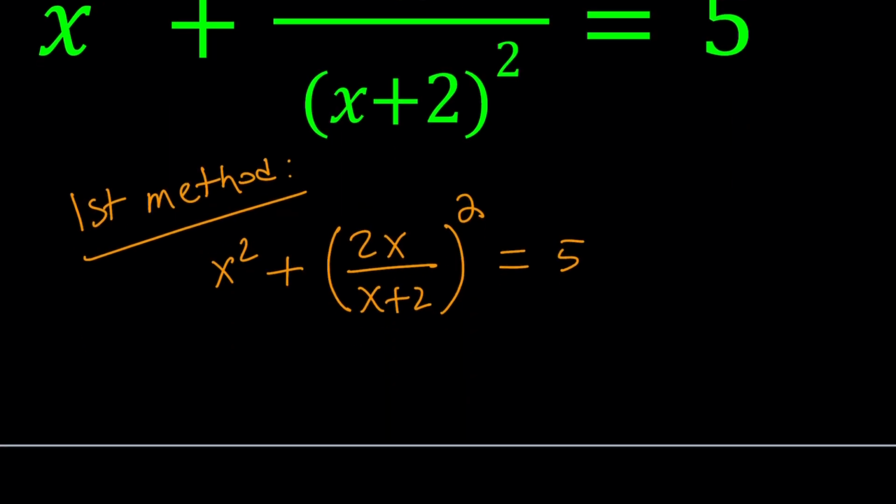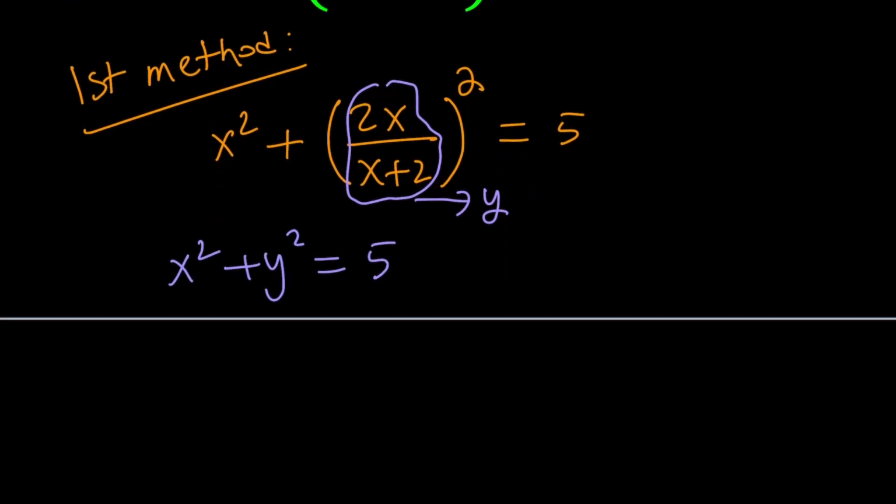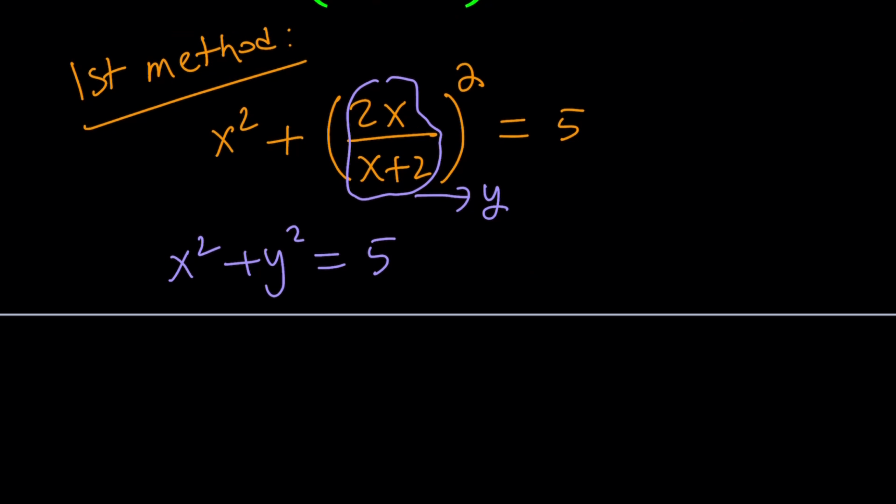Great. Now at this point, I want to use substitution and go from one variable to two variables. That might seem like a dumb idea, but sometimes it's helpful for solving equations. So let's go ahead and call this y. And we get x squared plus y squared equals 5. And then, since we call that y, let's go ahead and simplify that expression a little bit. 2x over x plus 2 is equal to y.